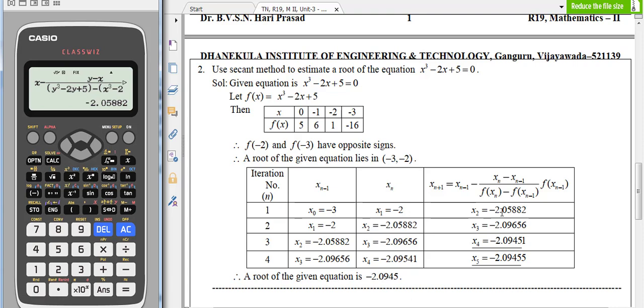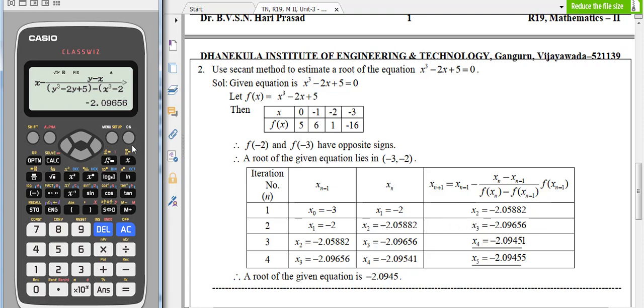Okay, and for getting the next approximation you need to use x1 and x2. So by using x1 and x2 values once again in the formula, x value is to be given now for the second iteration as minus 2, and then on pressing equal to the y value to be given, which is minus 2.05882. So by giving y value, the expression value will be obtained as minus 2.09656. And for the next iteration, x2 and x3 are to be used.